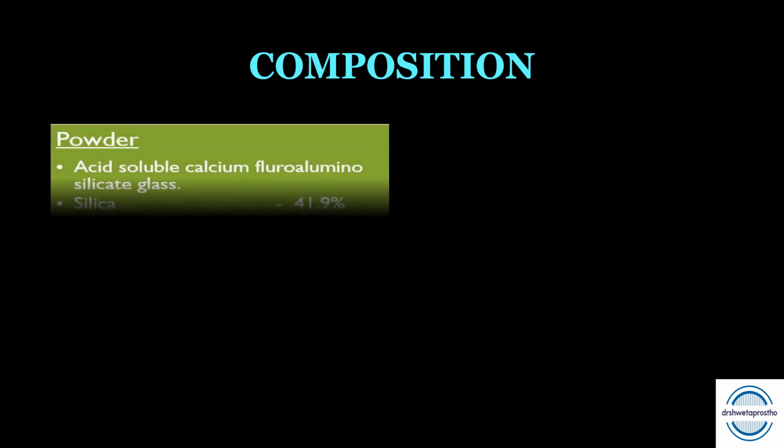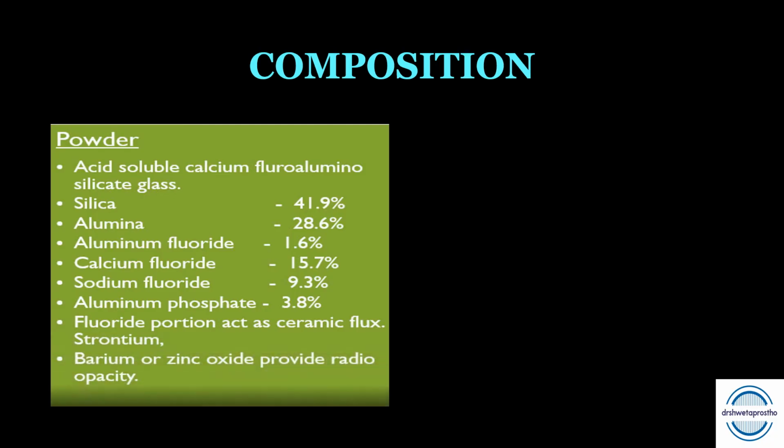Composition of the glass ionomer cement. It is mainly available in powder and liquid form. The powder is an acid soluble calcium fluoroaluminosilicate glass. Because of its glass content, it is called the glass ionomer cement. It is similar to the silicate cement, but it has a higher alumina to silica ratio. If we go to the percentages, silica is 41.9%, alumina 28.6%, aluminum fluoride 1.6%, calcium fluoride 15.7%, sodium fluoride 9.3%, aluminum phosphate 3.8%.